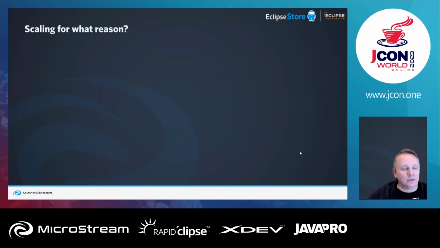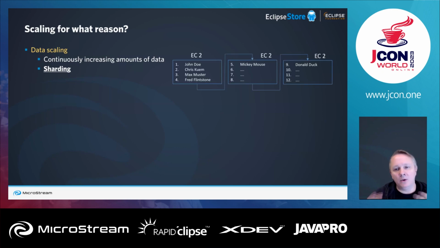Okay, so that's what I said. We have to decide what data scaling means. And normally, at the moment, we are all the time talking about sharding. It looks in a way, I would say, like this. I have a list of, let's say, employees or customers, doesn't matter, and we have a list of them on one EC2 instance.